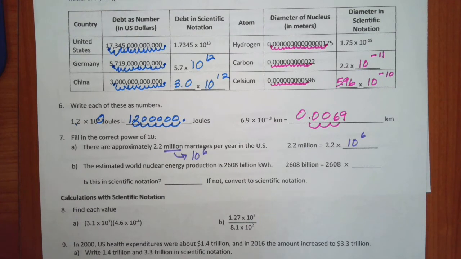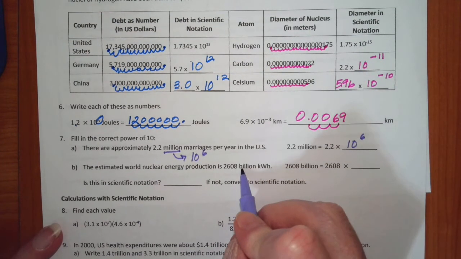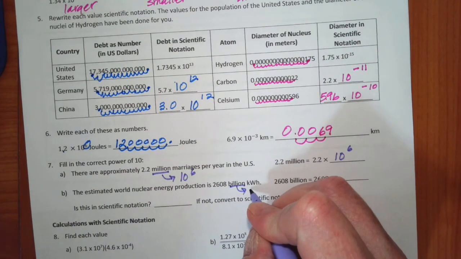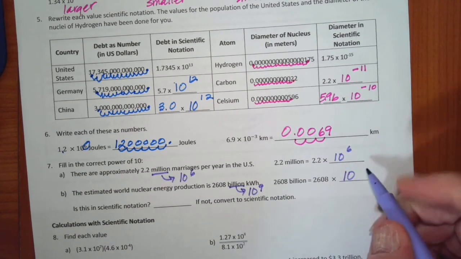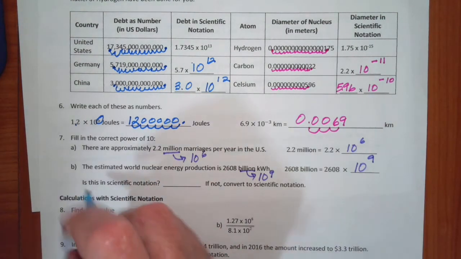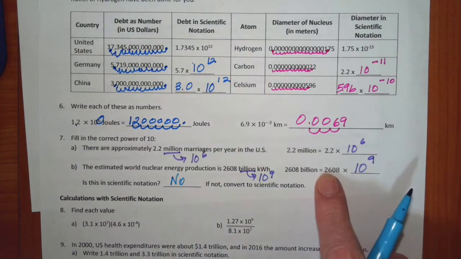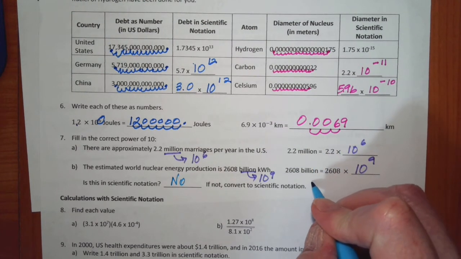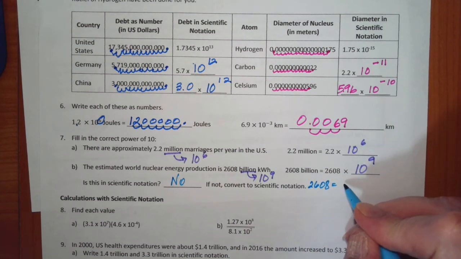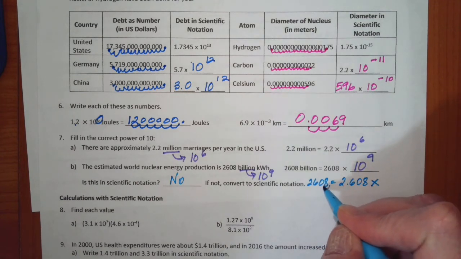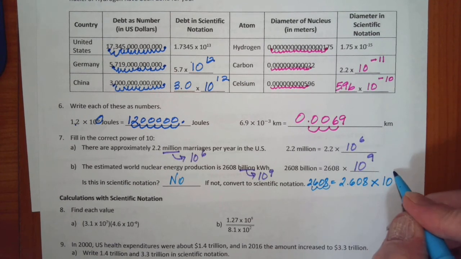The estimated world nuclear energy production is 2,608 billion kilowatt hours. So if I look up billion on the table, billion is 10 to the 9th. So this is 2,608 times 10 to the 9th. Now, is this in scientific notation? No, it is not. Because 2608 is not between 1 and 9. But if I have 2608, I can write that as 2.608 times, and let's see what I did here. I've moved my decimal 1, 2, 3 places to the left, so that number is bigger than 1, so it's 10 to the third.